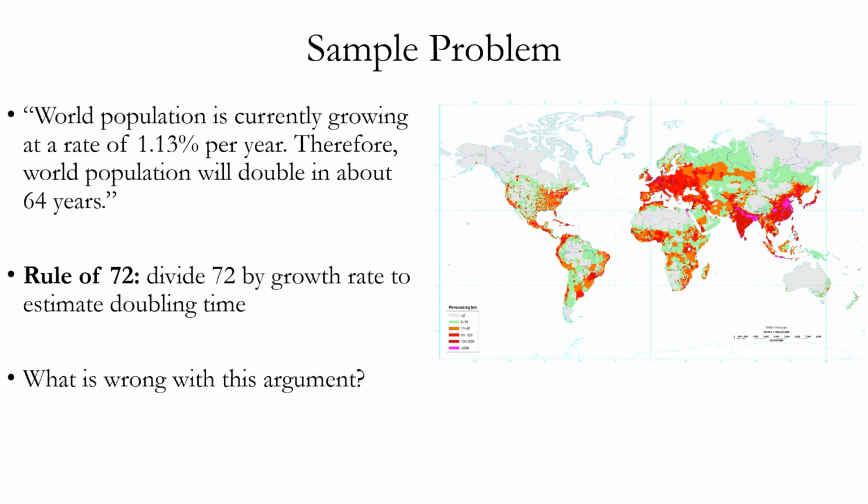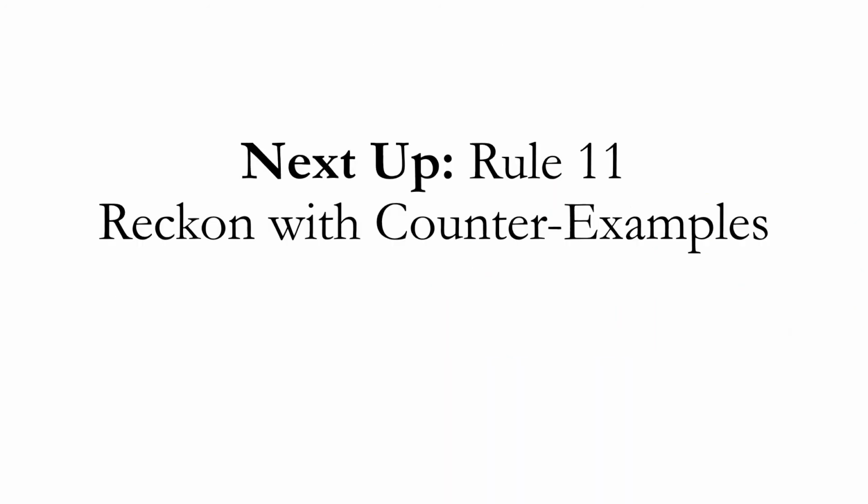However, there is a problem with this argument. It commits a really basic logical error. Can you identify what that is? This argument assumes a constant rate of growth of the world population, and that is an unreasonable assumption. If you look at the growth of the population of humans over previous years, decades, centuries, it's always changing. So really, in order to estimate the future population of the world, you don't need to only know the current growth rate. You need to predict how that growth rate is going to change in the future years. And that's one of the reasons why estimating future growth of world population can be a tricky business. Next up is Rule 11, reckon with counterexamples.